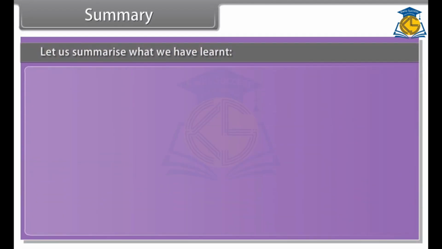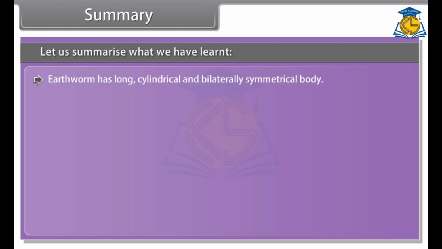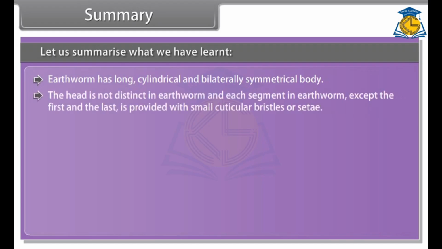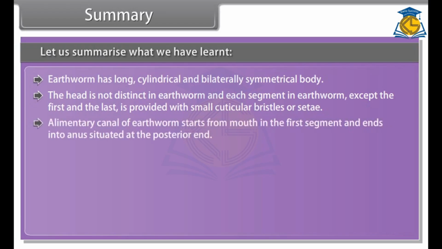Summary. Let us summarize what we have learnt. Earthworm has a long, cylindrical and bilaterally symmetrical body. The head is not distinct in earthworm and each segment in earthworm, except the first and the last, is provided with small cuticular bristles or setae. The alimentary canal of earthworms starts from the mouth in the first segment and ends into the anus situated at the posterior end.